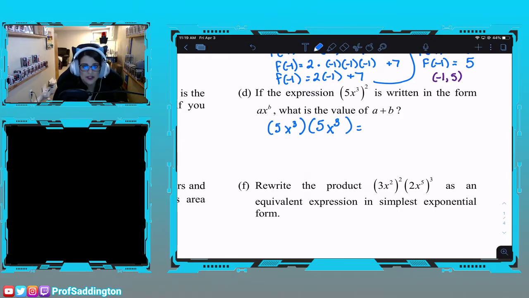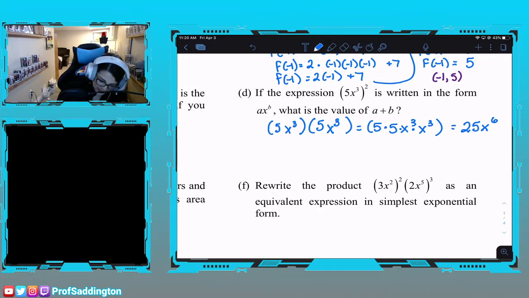And then if I was to break this up even farther, it's really like my 5's are being multiplied together, and my cubes are being multiplied together. So we really have 25x to the 6, because a 3 and the 3 is going to give me a 6.